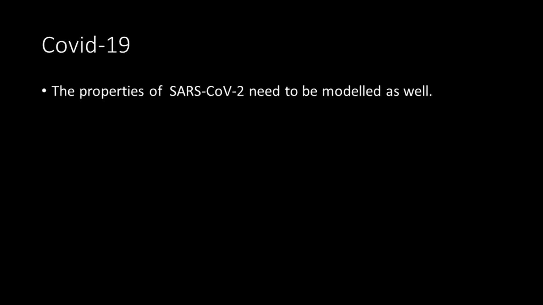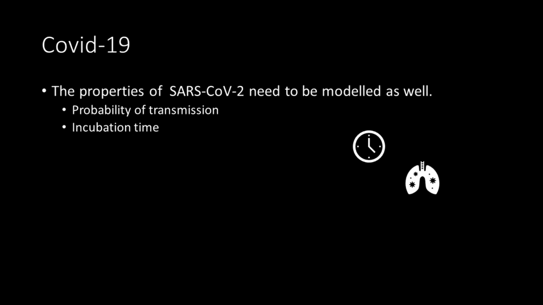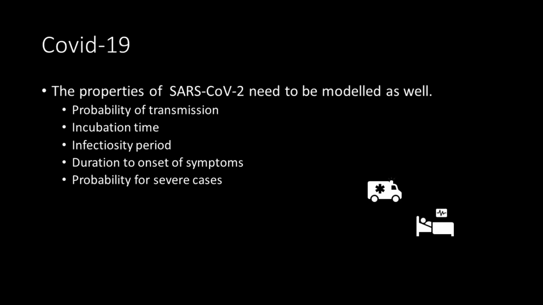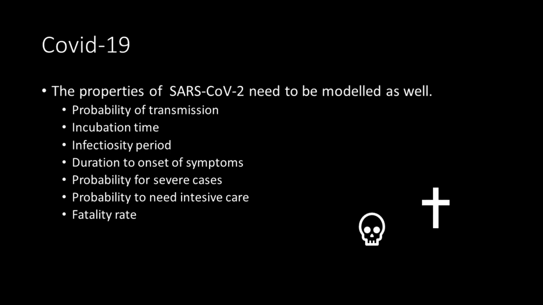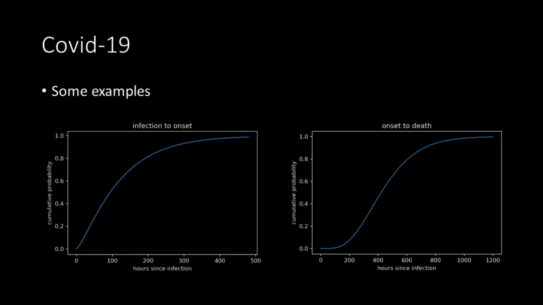Each simulated disease needs to be characterized as well. As the model simulates COVID-19, I used estimates published in literature. Among the required properties are the probability of transmission, the incubation period, the start and end time where an infected person could infect others, the duration between infection and onset of symptoms, the probability to become a severe case, the potential need for intensive care, the fatality rate, and the duration to recover from the disease. Here you can see some examples of the cumulative probabilities as functions of time.